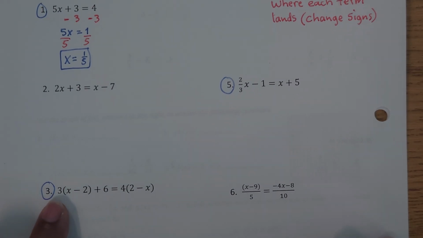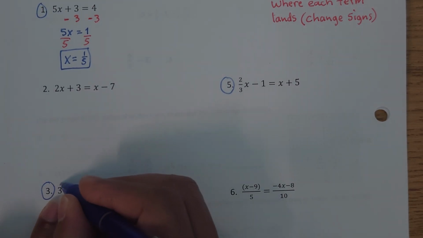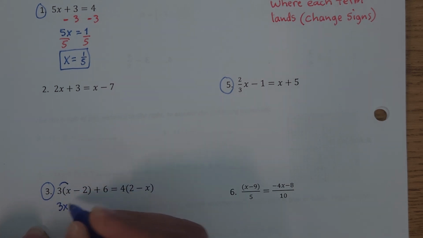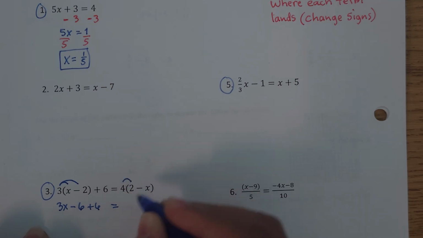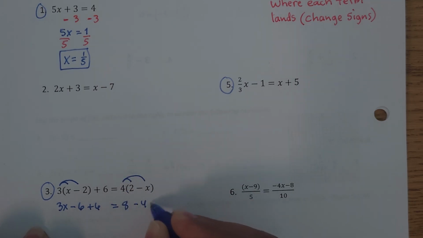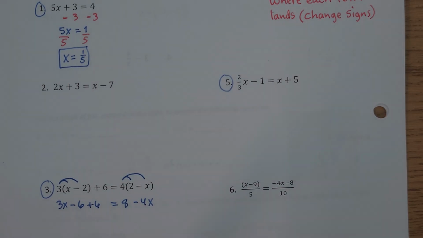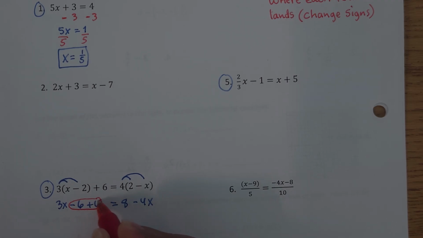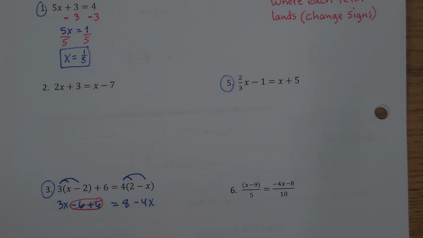In this case, we need to use distributive property because I need to distribute that 3 to the x here. So 3 times x gives me 3x. And then 3 times -2, that gives me a -6 plus 6. And this is equal to, again, distribute. 4 times 2 is 8. And 4 times -x, that's -4x. So then I'm going to notice that these 6's, one is negative, the other one is positive. I'm going to cross them out because they cancel each other out.